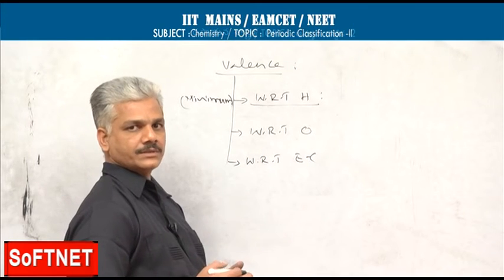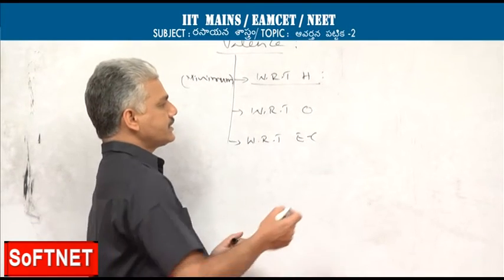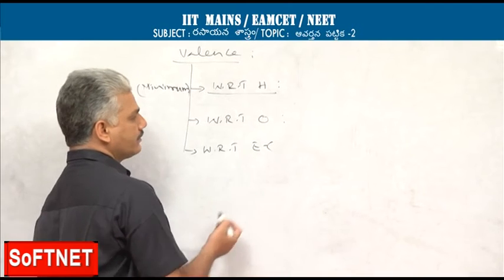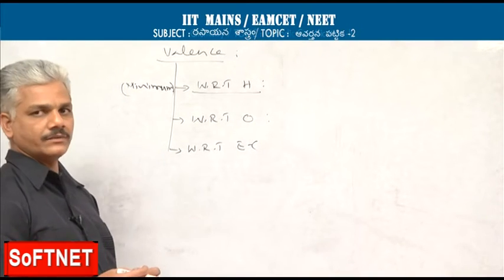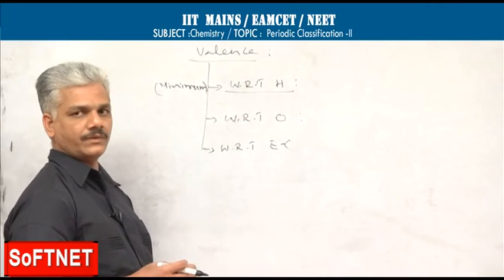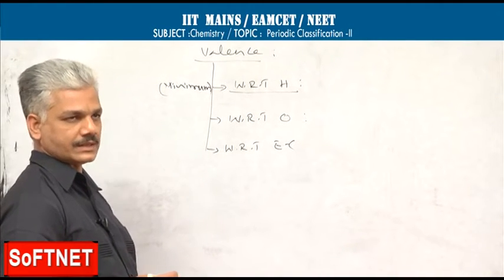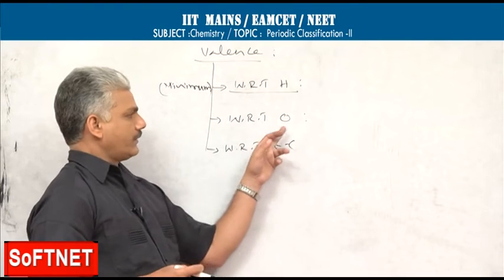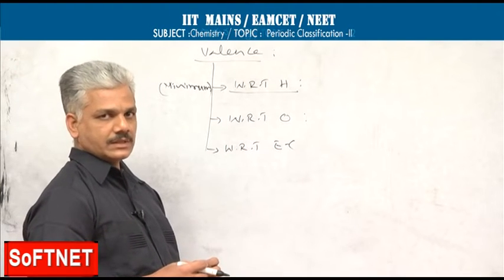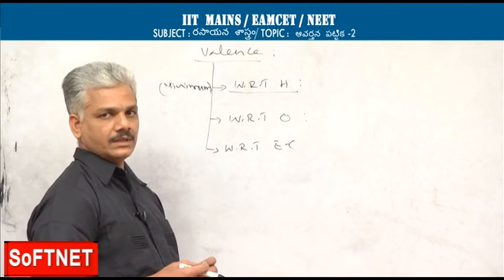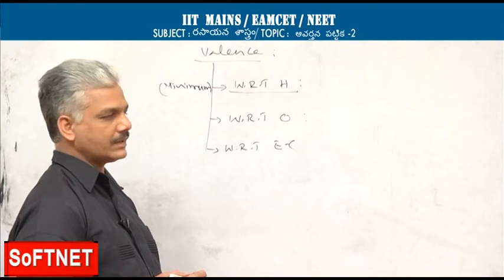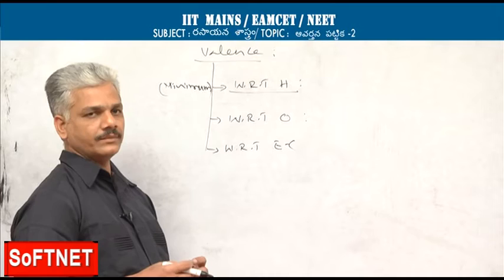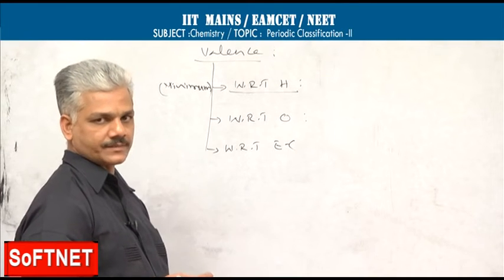Valency with respect to oxygen. It is defined as double the number of oxygen atoms with which one atom of an element combines to form a stable oxide. Valency with respect to oxygen is defined as double the number of oxygen atoms with which one atom of an element combines to form a stable oxide.